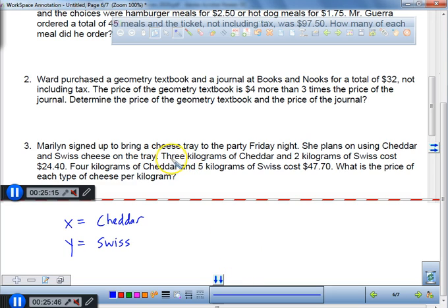Now it says 3 kilograms of cheddar. By the way, we're dealing with kilograms, kg, like the amount of cheddar and Swiss. So it says 3 kilograms of cheddar, you're going to put 3x. If it says 2 kilograms of Swiss, you're going to put 2y. And it equals a cost of what? $24.40. You're going to put $24.40.